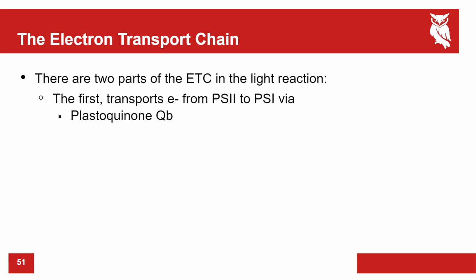The first transports electrons from PS2 to PS1 via the electron transport chain that has plastoquinone, cytochrome, and plastocyanin. You should be familiar with these terms. You don't have to know exactly what they are.